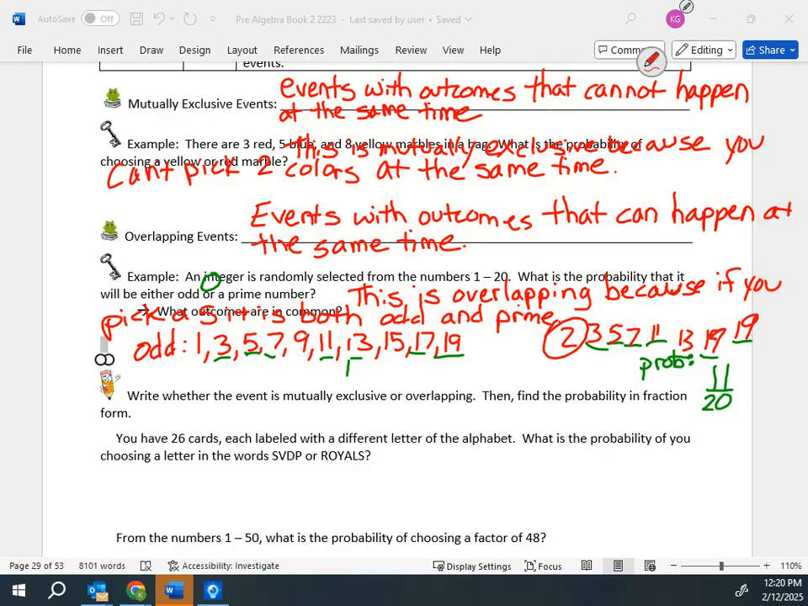Show me your thoughts. How are we feeling about the overlapping? Okay, so a couple of us are still like, I think I get it. We're going to continue down and see if it really gets in there.